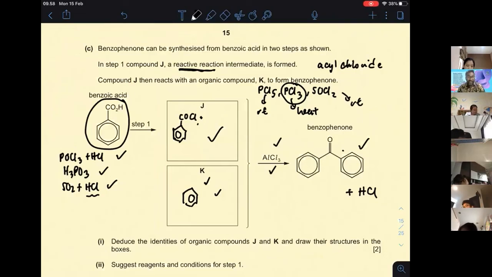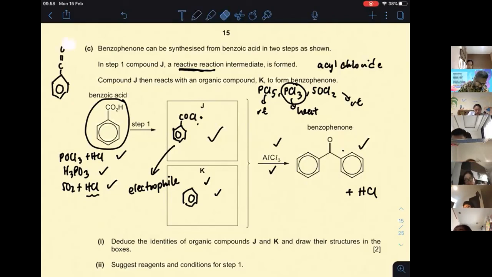So the electrophile over here is going to be this one. Please take note, the electrophile is going to be that. Or to be exact, what is going to be the electrophile? This one. I'll just draw. This is going to be your electrophile. That is going to be your plus. This is plus. That's going to be your electrophile, and it is going to attack the benzene.